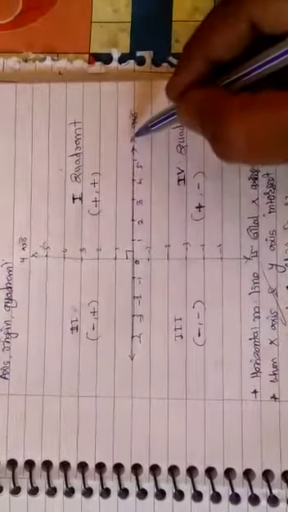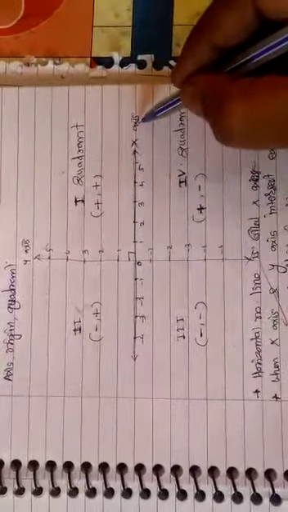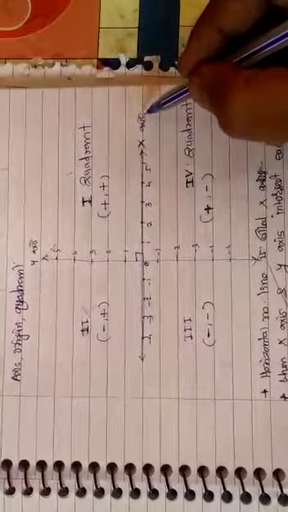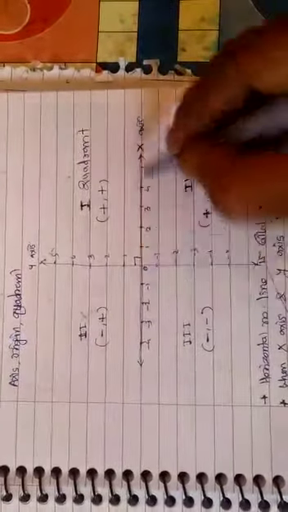Dear student, from today we start new chapter number 7, coordinate geometry. In this chapter we see about the axis, origin and quadrant. See, this is the horizontal line, and we consider it as the x-axis.